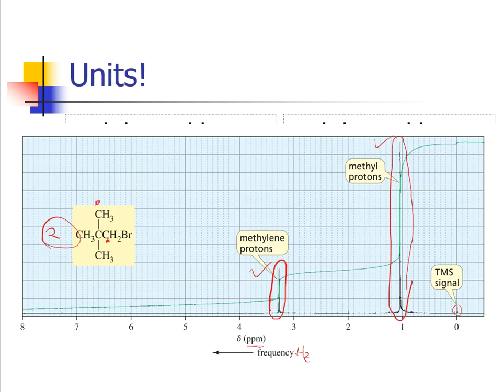So if we look at this area to the right-hand side, it is going to be called upfield. And the area to the left-hand side is going to be called downfield.